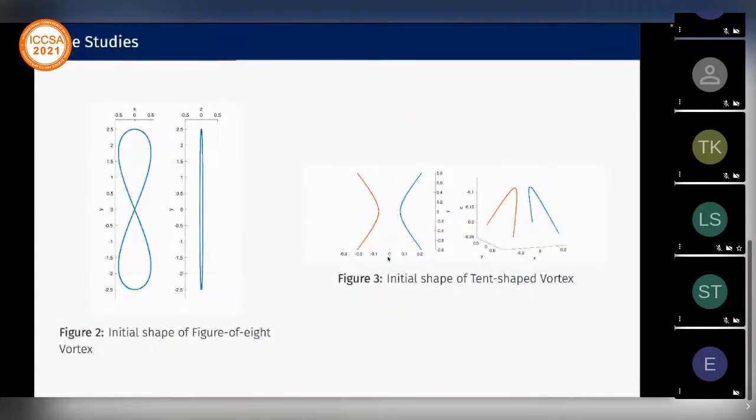In this paper, we do two case studies. The first one is the closed vortex filament, which we call the figure of 8 vortex, and the second one is the open curve, which we call the tent shape vortex. Due to the time limit, in today's talk I will only focus on the closed one.